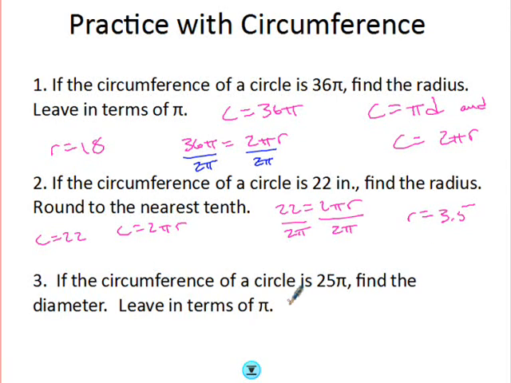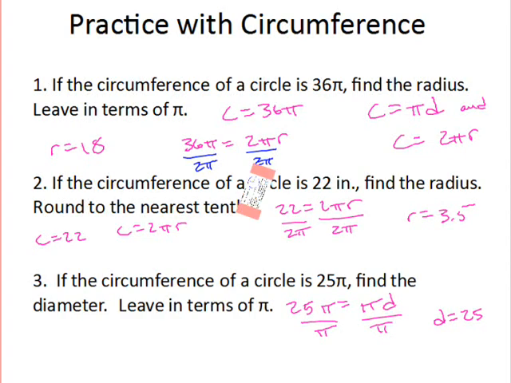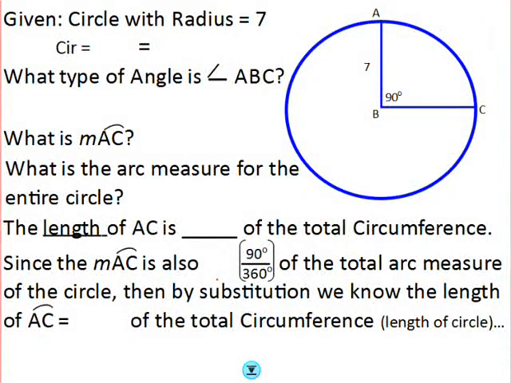If the circumference of a circle is 25 pi, so 25 pi equals, find the diameter. 25 pi equals pi d. Divide by pi, and d equals 25. Those are simple, and yet you would be surprised at how often people miss those. Okay, let's take a look here. This is more complicated.